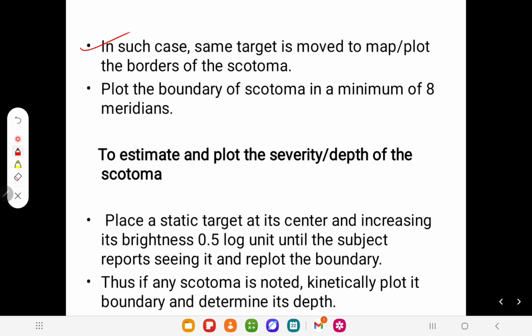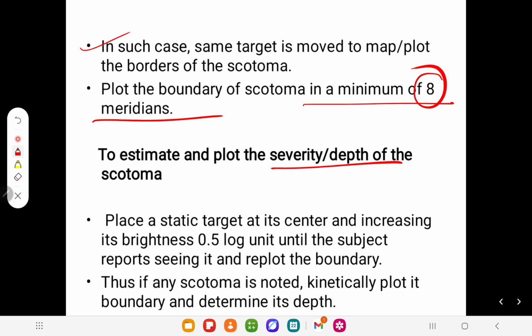In such a case, the same target is moved in the map or plot to border the scotoma. You plot the boundary of the scotoma in a minimum of 8 meridians. It's always important in a neurological case: minimum of 8 meridians, you plot the boundary. Okay, to estimate and plot the severity and depth of scotoma, what do you do?